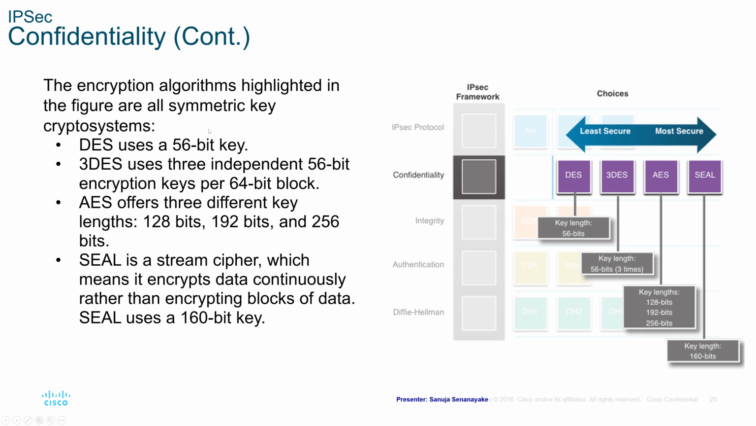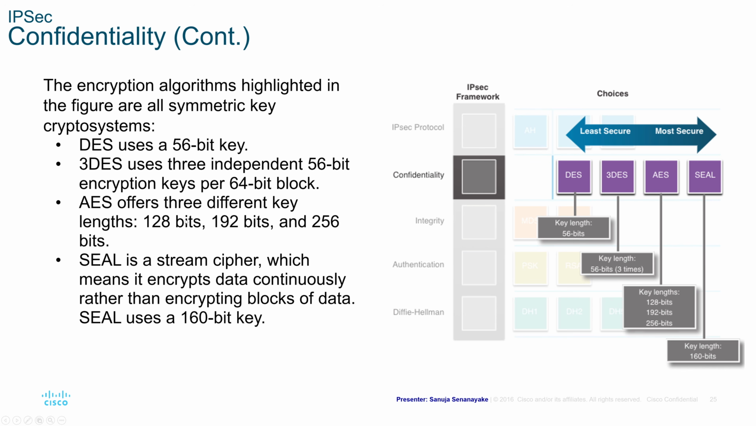The encryption algorithms highlighted in the figure are all symmetric key crypto systems. On the right-hand side, we have DES, 3DES, AES, and SEAL. They are all symmetric key crypto systems. DES uses a 56-bit key, and 3DES uses three independent 56-bit key encryptions, with 64 bits per block, but 56-bit encryption keys.